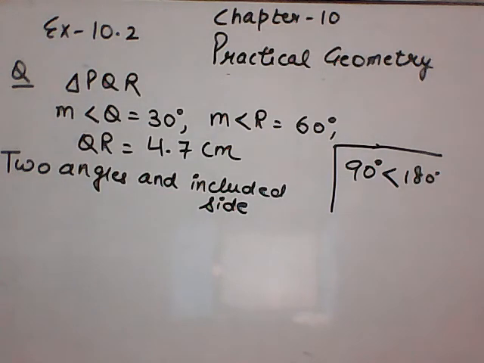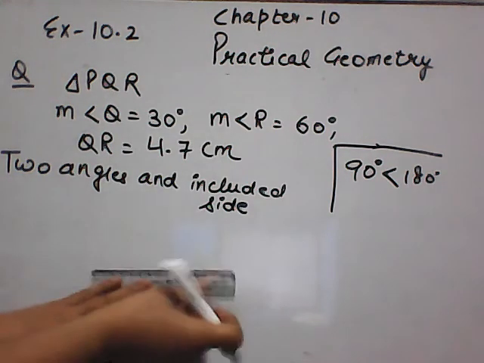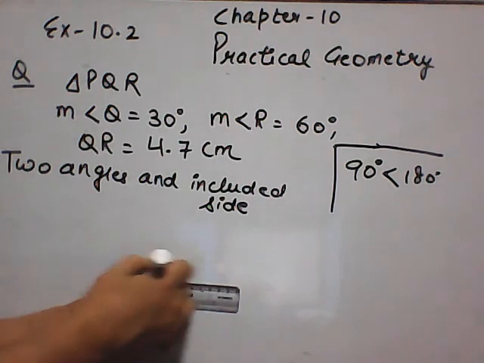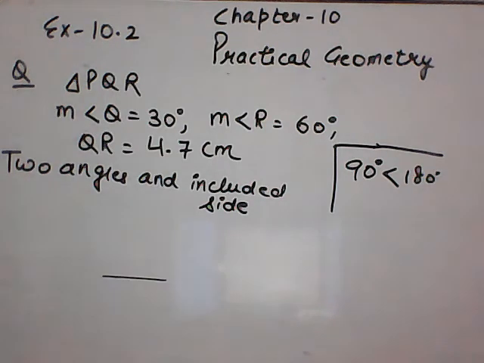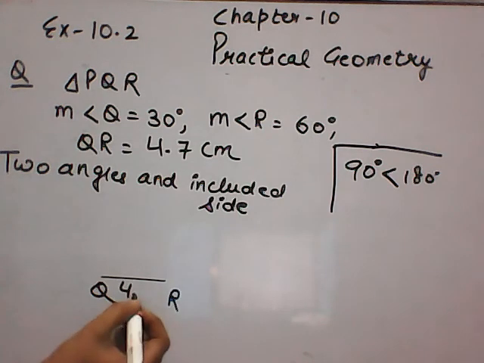Firstly, you have to draw a line segment QR of 4.7 centimeters. Now it is given to you that at point Q you have to construct an angle of 30 degrees. With the help of a compass, you have to draw an angle of 30 degrees.